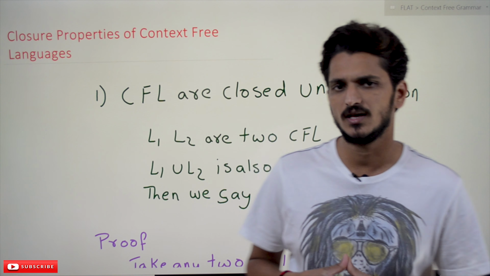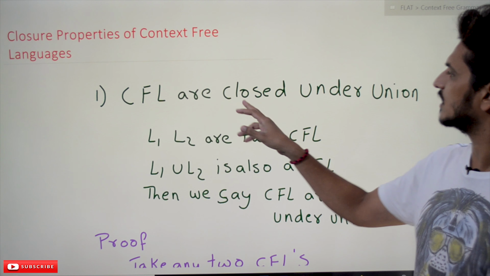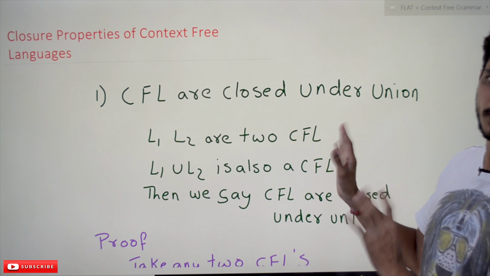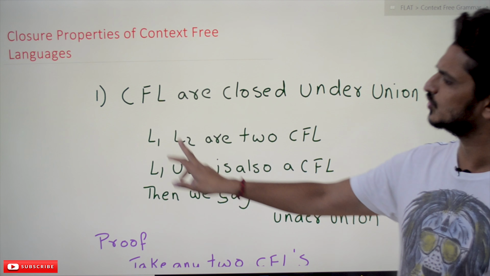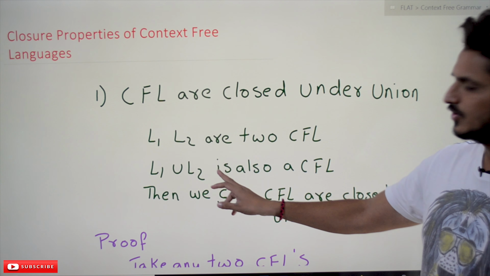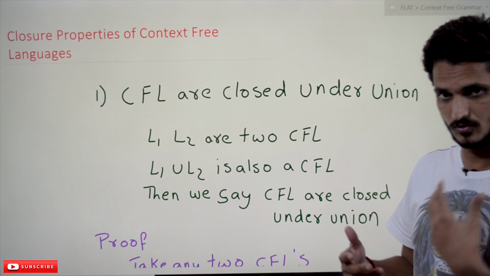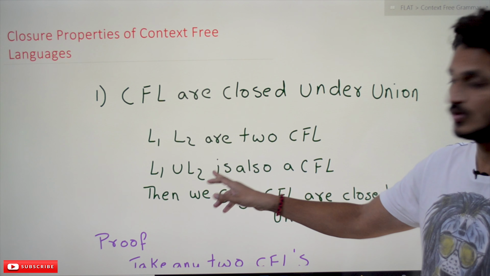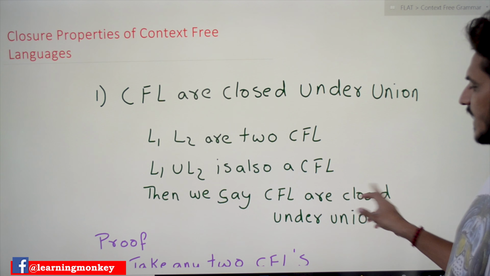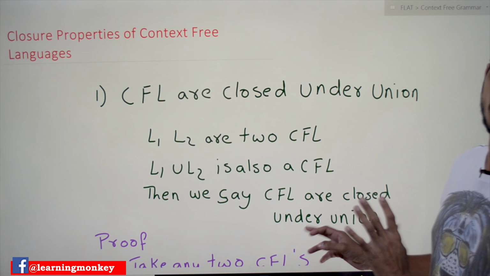Coming to today's class, we'll take examples and understand the closure properties. Context-free languages are closed under union. So let's try to understand what closure properties mean. Let's take two languages, L1 and L2, which are two context-free languages. If L1 union L2 is also a context-free language, then we say that context-free languages are closed under union. That is what closure properties mean.